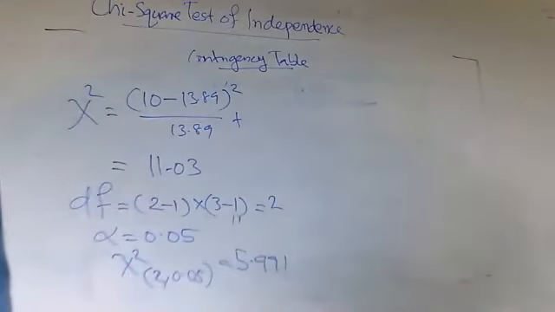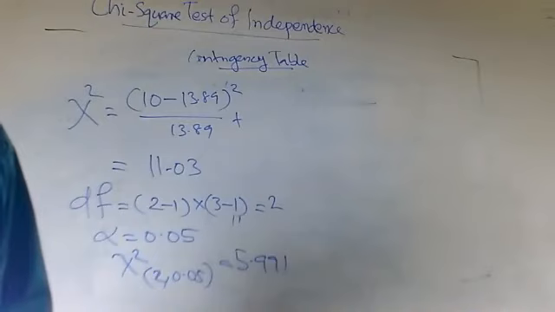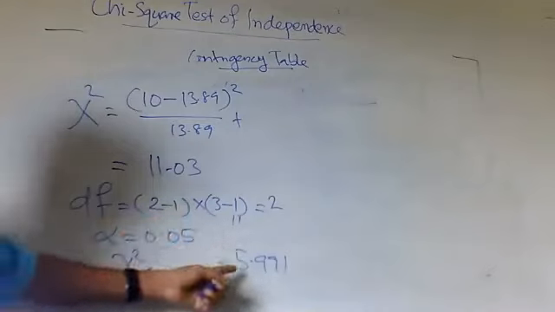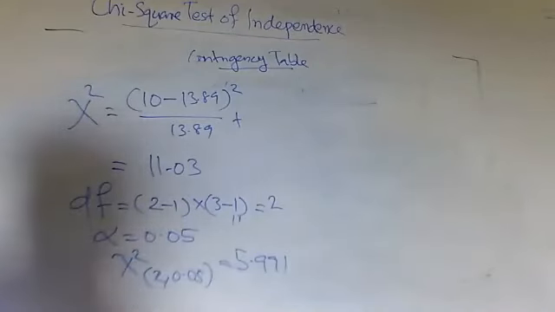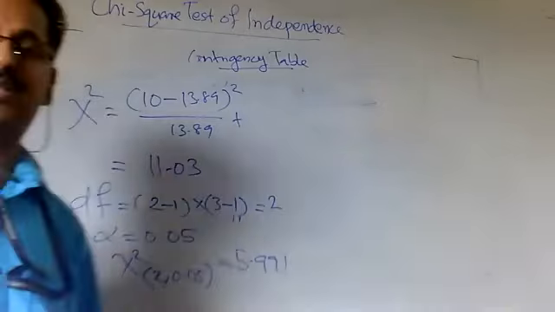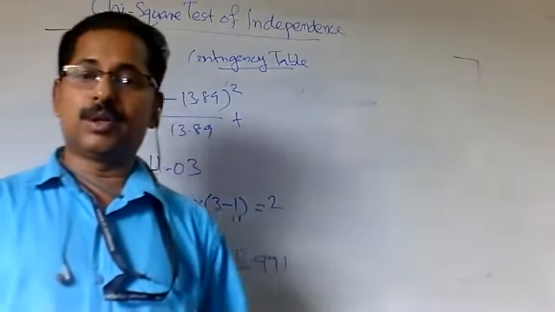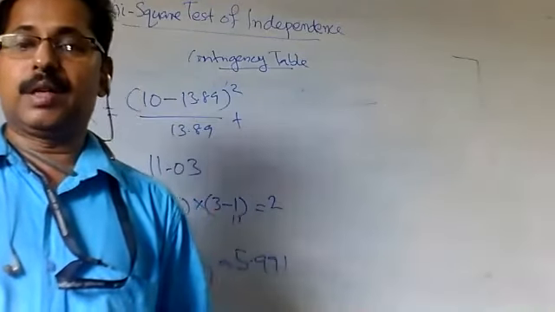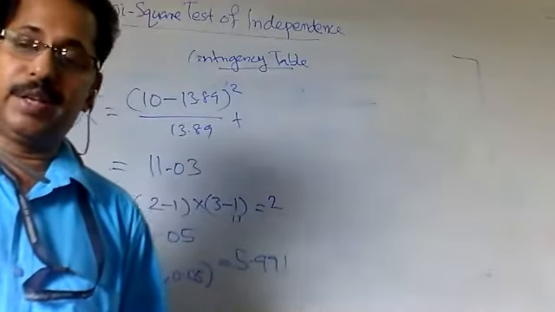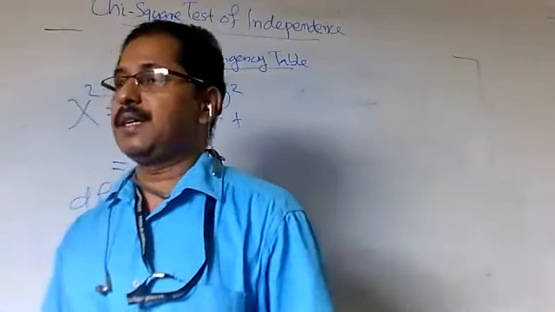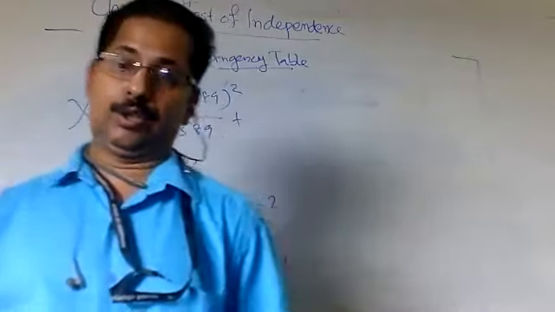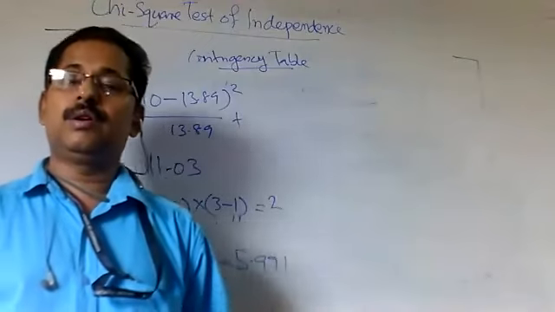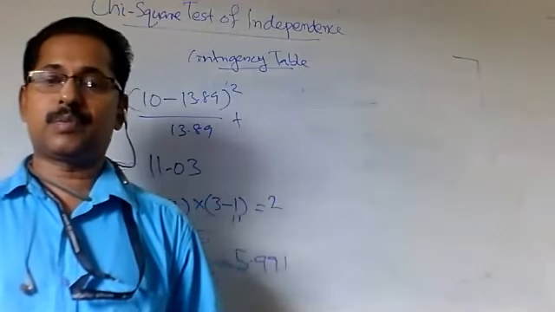What does it mean? It means your calculated value is more than the table value, so you reject your H naught. What does your H naught say? H naught says that these two attributes are independent. But our result says that we reject H naught. Since the calculated value is greater, there is no independence. Is it clear?